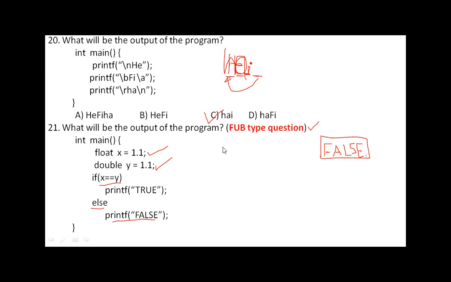Sagar, this is false. Even though the assigned values look the same here, internally these values are stored in the memory of x and the memory of y. When you say x is equal to y, it goes to the memory location of x and the memory location of y, and the values inside are different because both have different precision. That's why they are not equal, the condition becomes false, and it comes to the else part here, so we'll get false. Be careful about these floating point type values.